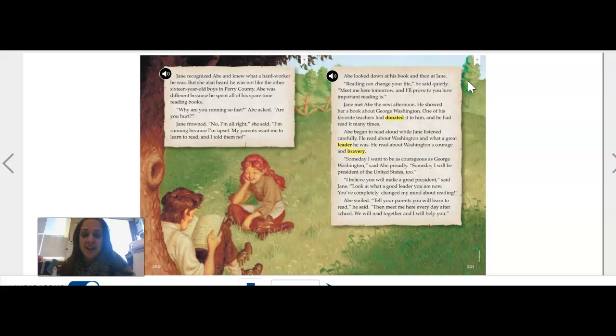These are all real events in history. These are features that show this is a historical fiction.